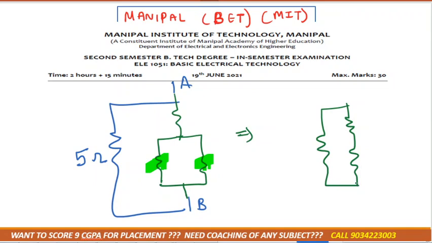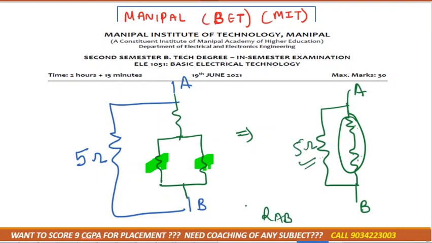Again, if I redraw the diagram, it would be like this. This is again A and B. Now as you can see, these two resistances are connected in series and combined they will be connected in parallel with this 5 ohm. So that would be the value for RAB. Understand?